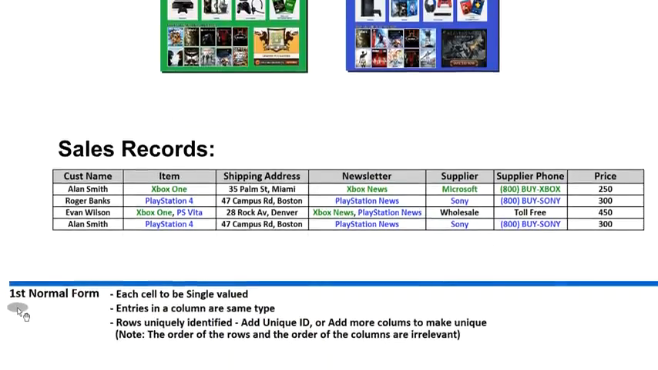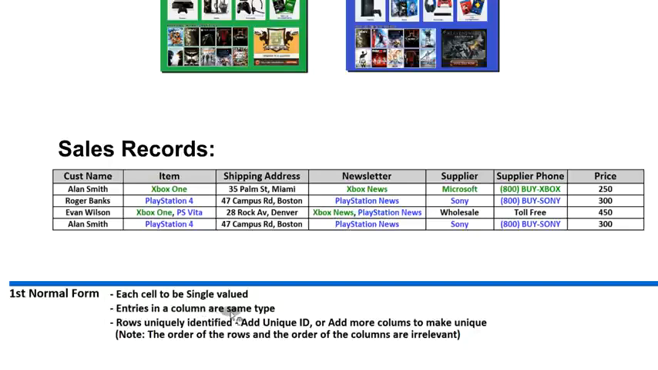So first normal form, the criteria are each cell to be single valued. So Xbox One and PlayStation Vita occur in the same cell, so is this. So we have to eliminate that.